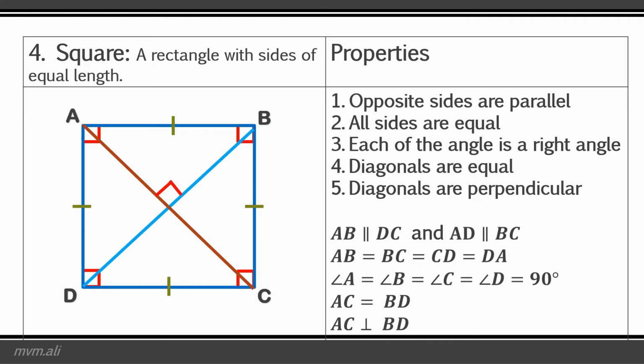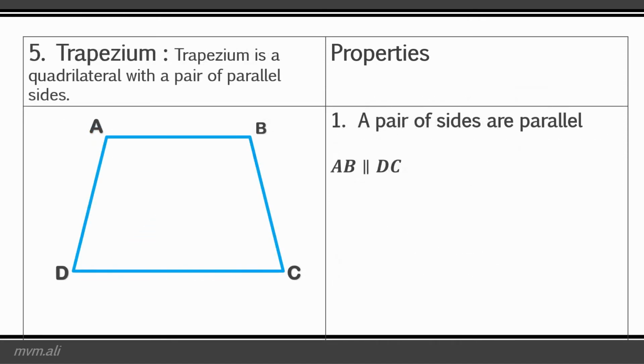And the fifth one is the trapezium. A trapezium is a quadrilateral with a pair of parallel sides. In a quadrilateral, if any two sides are parallel, then we can call that a trapezium. Here AB is parallel to DC. So this is the main property of trapezium.